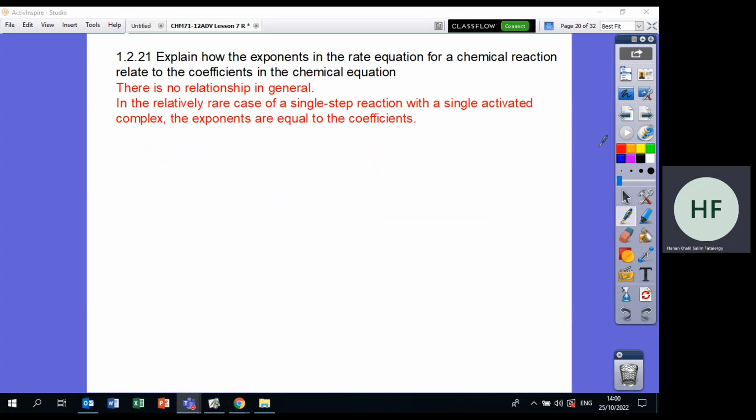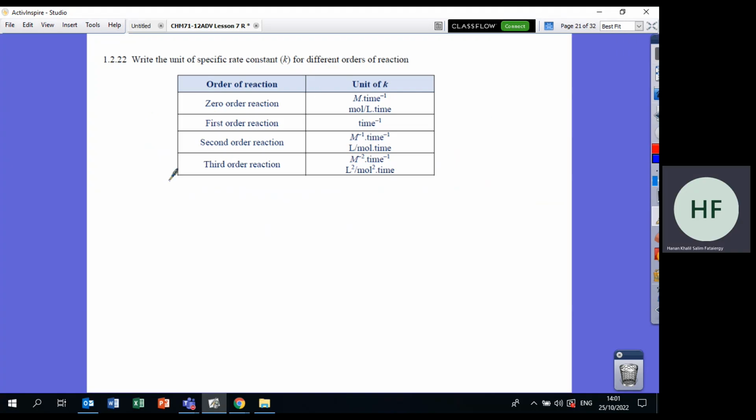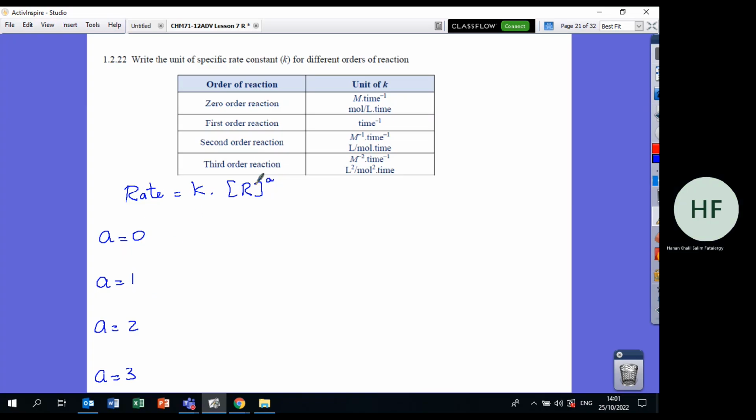Okay. Now the units of K or the specific rate constant. Now the units of K, simply you can memorize them. If you don't want to memorize them, you can do this thing. Okay, now the rate is equal to K times reactant power A, where A could be 0, A could be 1, A could be 2, A could be 3. When A is 0, I say the order of the reaction is 0. When A is 1, first order, A is 2, second order, A is 3, third order.